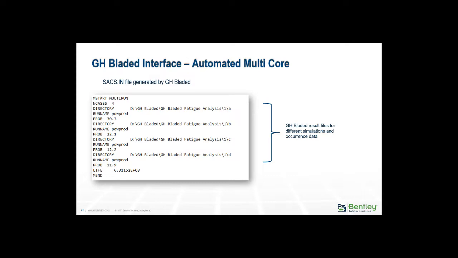For the GH Bladed interface, a SACS control file is generated by the GH Bladed program. And this basically contains a location of each simulation directory and also the probability of occurrence.